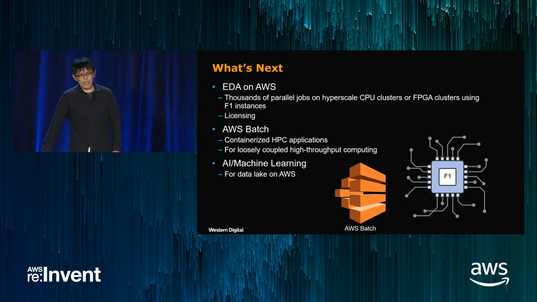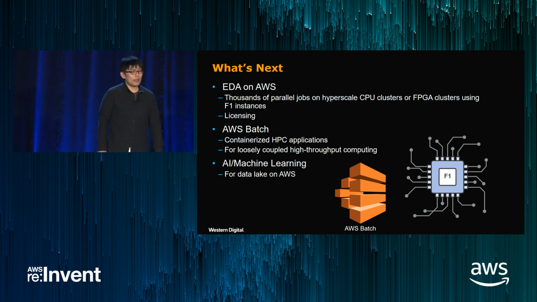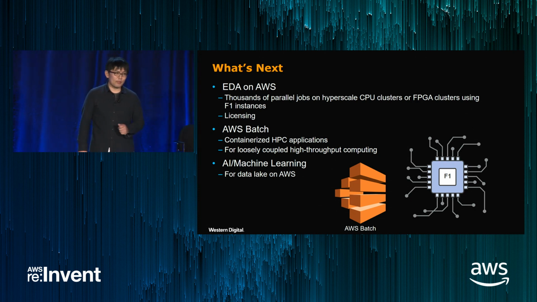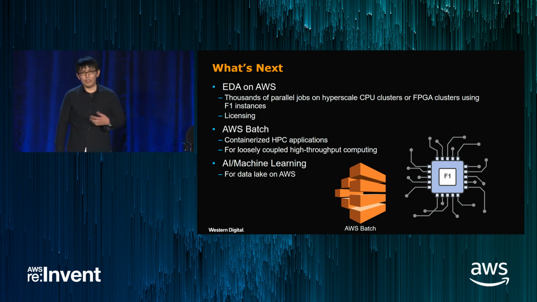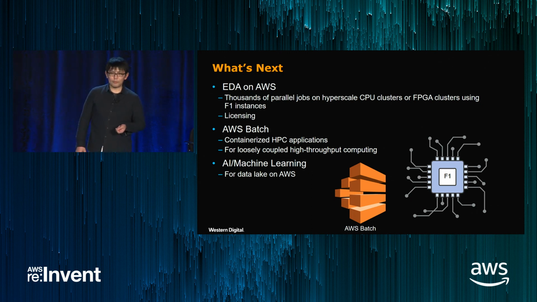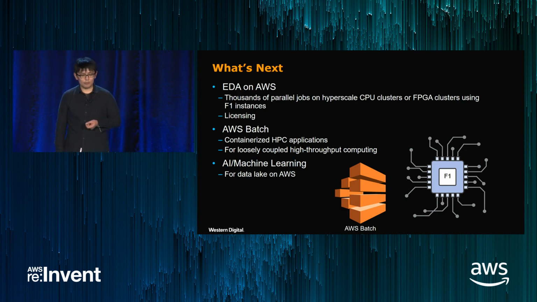Last one is AI and machine learning. Western Digital has a big data platform on AWS. We have a petabyte-class data lake. And to utilize it, we have been running several projects about machine learning and deep learning.